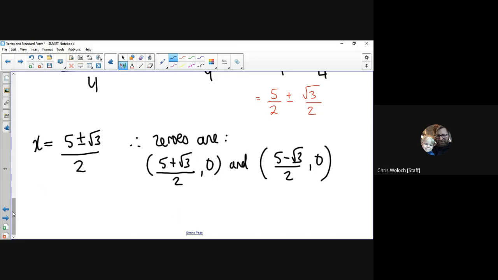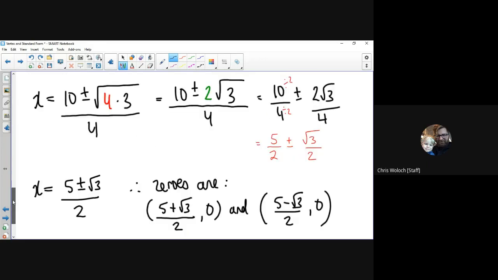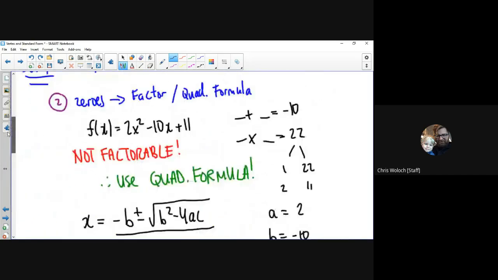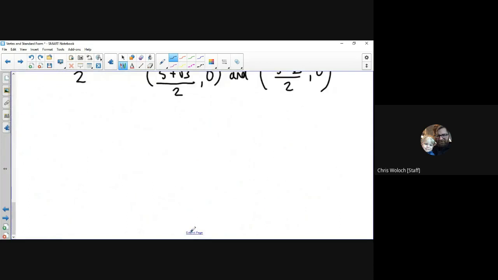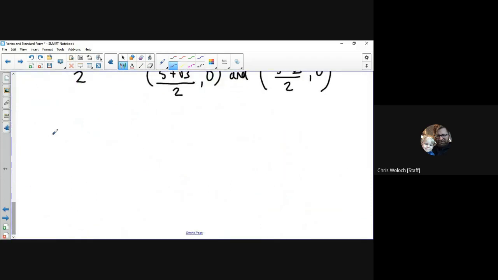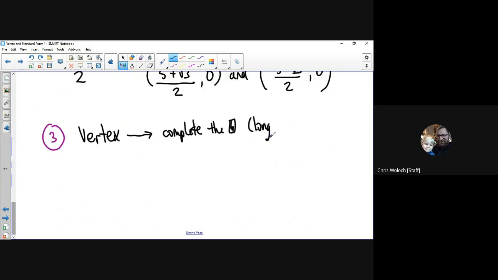Now we got our zeros. So let's just go back all the way up here. Okay, so we got my zeros. I got the y-intercept. What's the next thing? Is the vertex. Cool. Sorry, I'm going to keep scrolling up and down so we give people a headache. Okay, so let's find the vertex. Again, for the vertex, what we can do is complete the square, which is long and tedious.